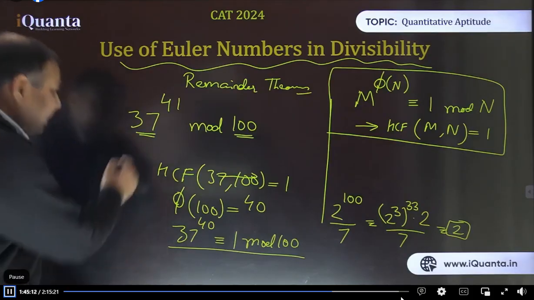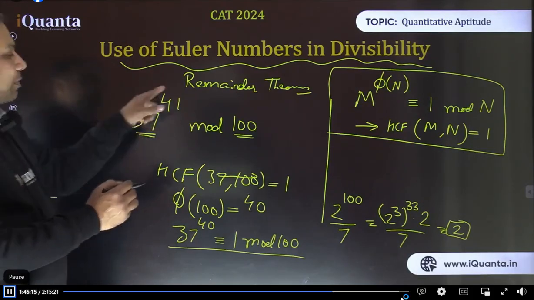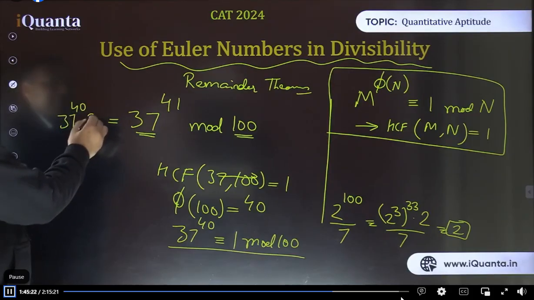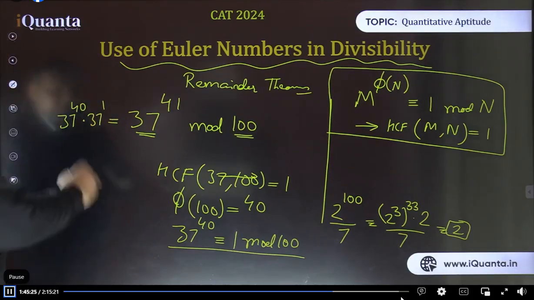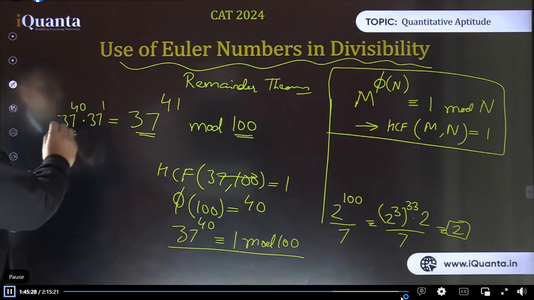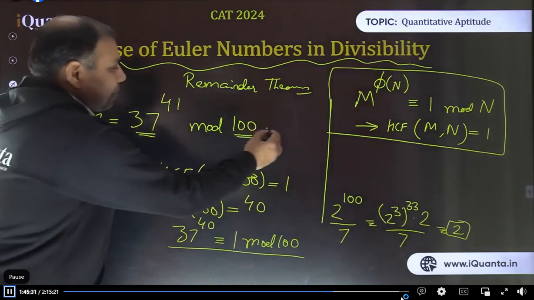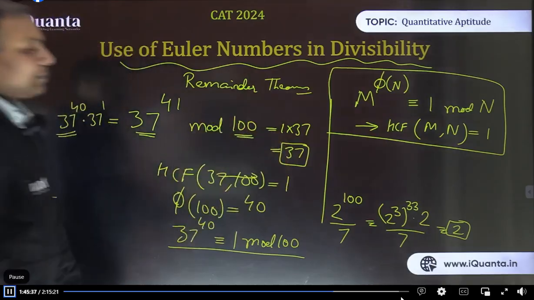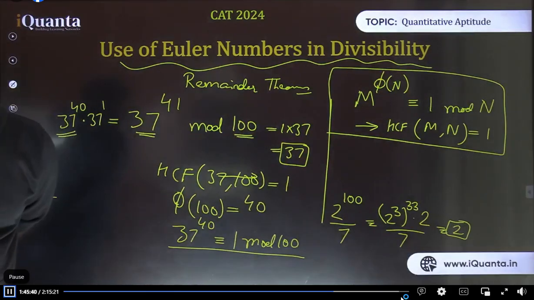Now, applying this result here, I can break my number 37 power 41 as 37 power 40 into 37 power 1, isn't it? Now, this term is giving us remainder 1. So, 1 into 37. So the final remainder is simply 1 into 37, or 37. Is it understood? Yes, remainder is 37. Priyanshu, we don't add them, they are multiplied, right? It is 1 into 37.